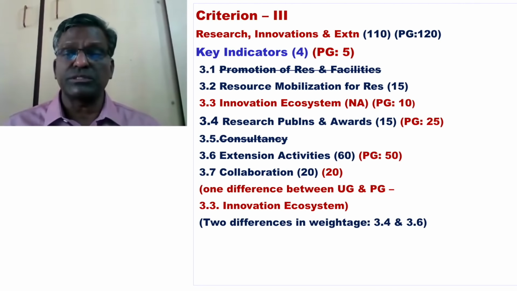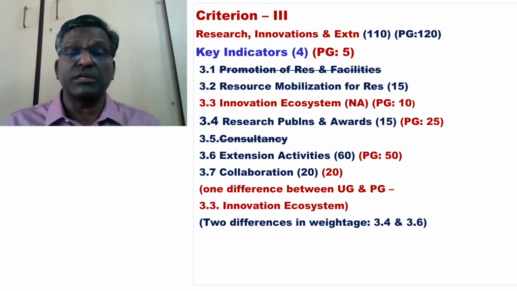Then 3.4, research publications and awards. 3.5, consultancy. There is no consultancy for affiliated and constituent colleges. Only autonomous colleges and universities are supposed to take up consultancy and generate some revenue through consultancy. 3.6, extension and outreach activities. Then 3.7, collaboration. How many MOUs the institution has signed would come under collaboration.